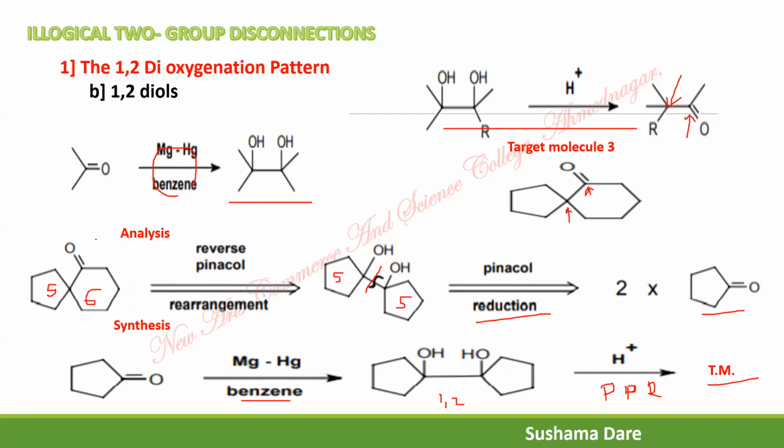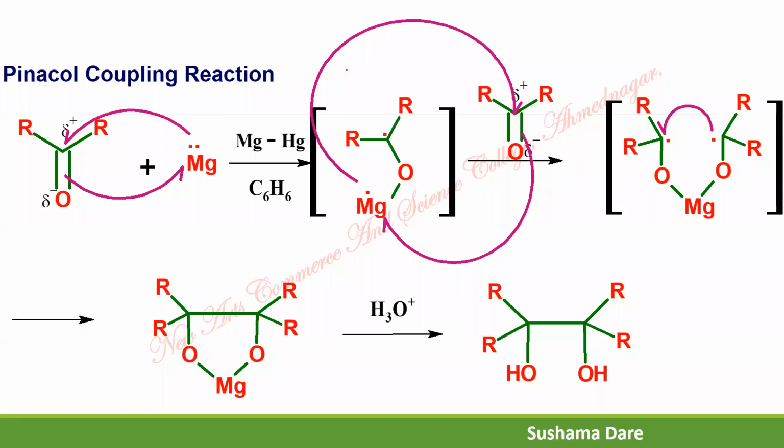Now let us see the mechanism of this reaction, that is the pinacol coupling reaction or pinacol reduction reaction. This is the mechanism of the pinacol coupling reaction. This is a carbonyl group, and with magnesium it is a free radical reaction. One electron is transferred to the carbonyl carbon, which has a partial positive charge. And then this carbon-oxygen bond disconnects and forms a bond with the magnesium. So it gives this transition state.